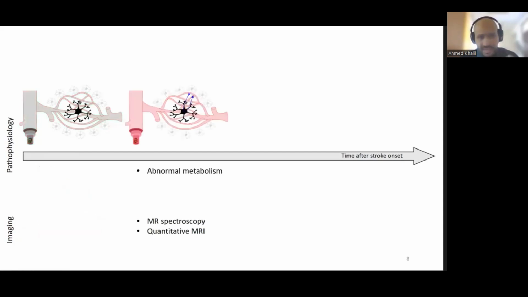But what immediately happens as these cells start to be starved of oxygen and glucose is that the metabolism of the cells becomes deranged, it becomes abnormal. And this abnormal metabolism has lots and lots of different consequences, and many of these consequences can also be visualized or picked up by using techniques such as MR spectroscopy and different quantitative MRI techniques.